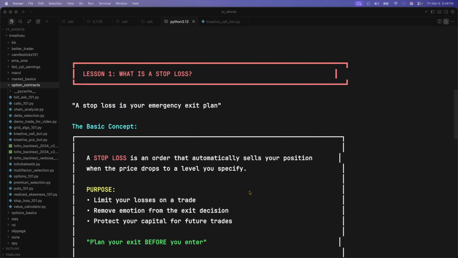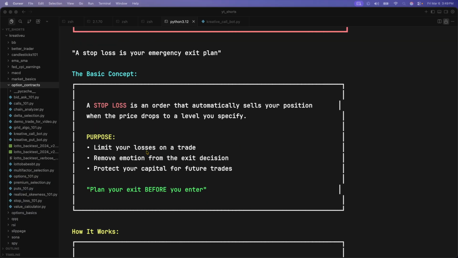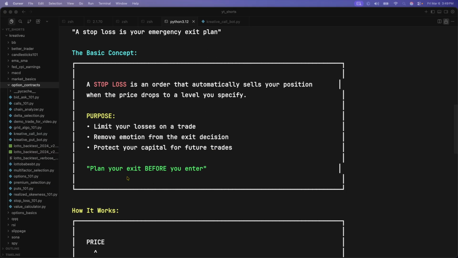So lesson 1 is going to be going over what is a stop loss. So the stop loss is our emergency exit plan, right? A stop loss is an order that automatically sells your position when the price drops to a level that you specify. So the purpose for a stop loss is to limit the losses on a trade. It removes the emotion from the exit decision and it protects your capital for future trades. So plan your exit before you enter.